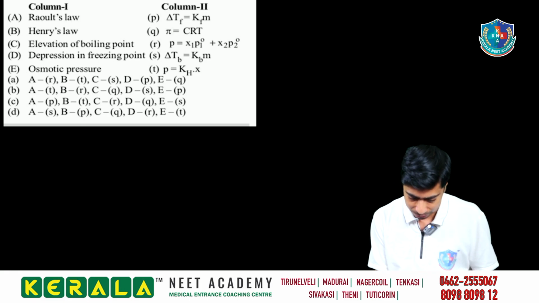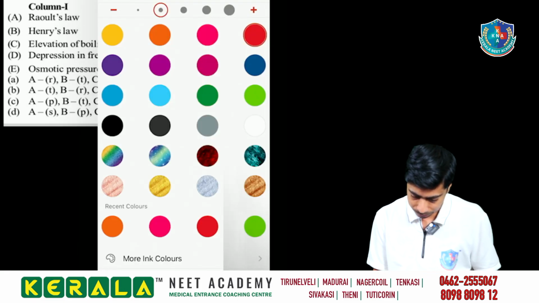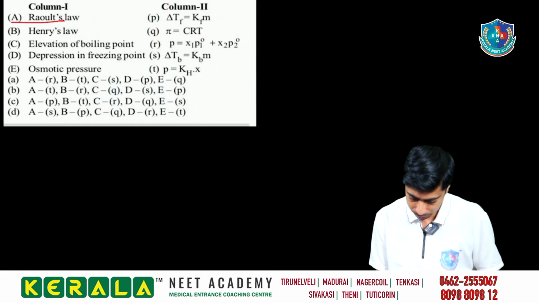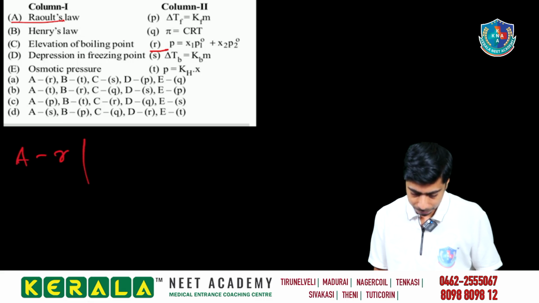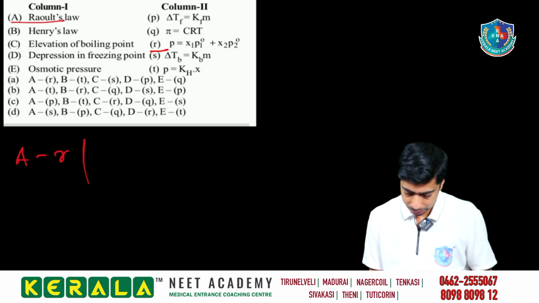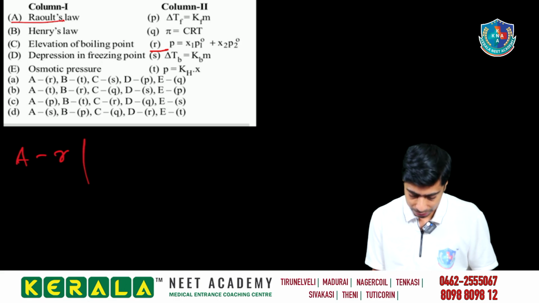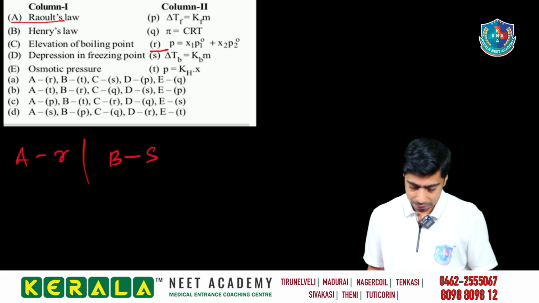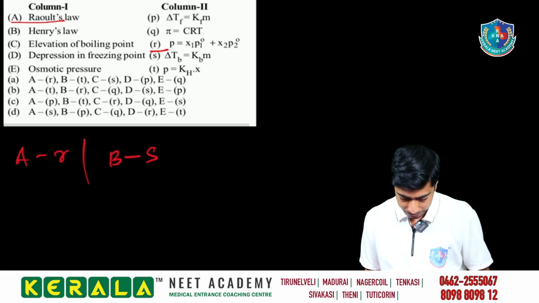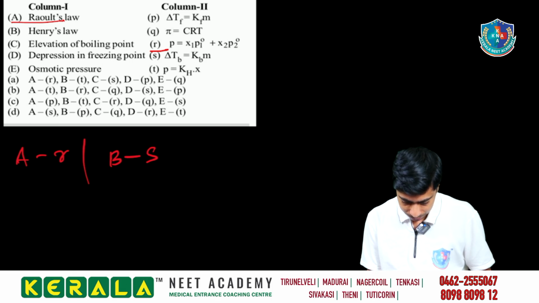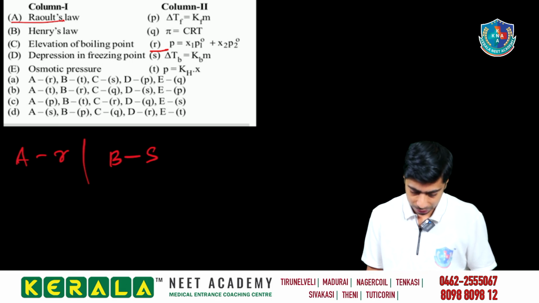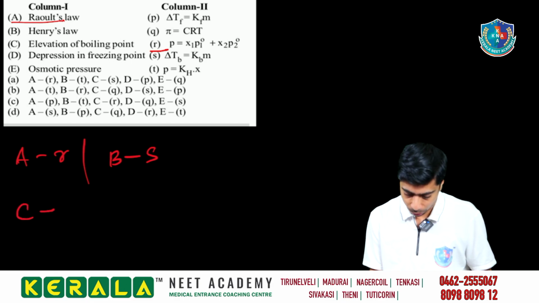That means A matches with R. Then Henry's law will be P is equal to KH into psi. That means B matches with S. Okay, AR and BS. Anyhow we'll complete it. Now elevation in boiling point, C. Elevation in boiling point will be delta TB, that's equal to KB into M.